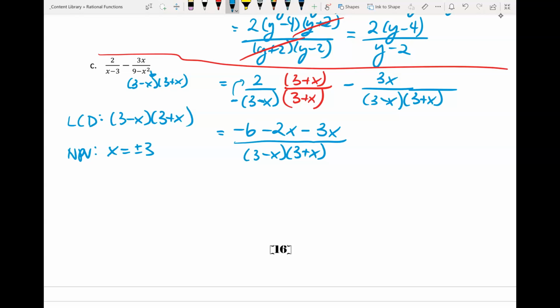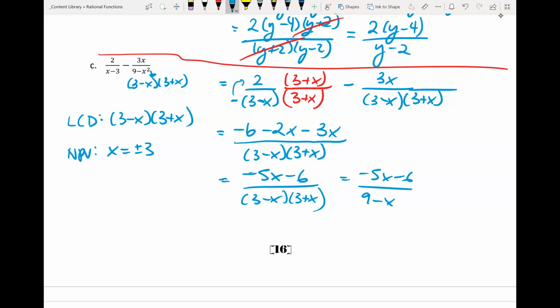Okay, now we can simplify this. So negative 2x minus 3x is negative 5x. We still have that negative 6 there. We can't factor that numerator, so I'm just going to leave it alone, and this is what we have. We can just leave it like this, or you can write this back into our 9 minus x squared denominator if you were to expand.